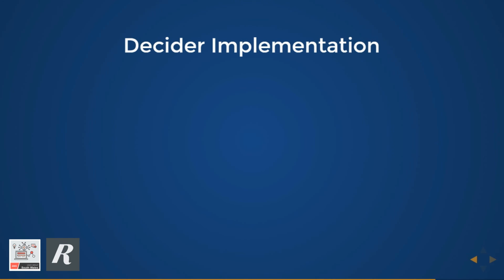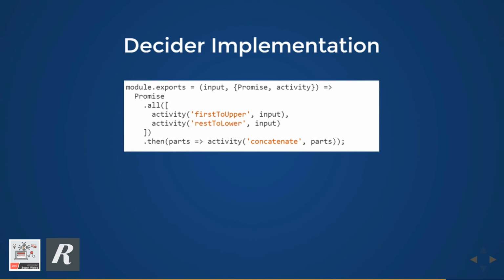If I want to build a decider that uses this library, it's just a case of creating a JavaScript file that exports a function. You can see there it just uses Promise.all to run that first toUpper activity and the rest toLower activity in parallel, and then the decision will wait for those two things to finish, and once they have, it schedules another activity called concatenate with those two parts.